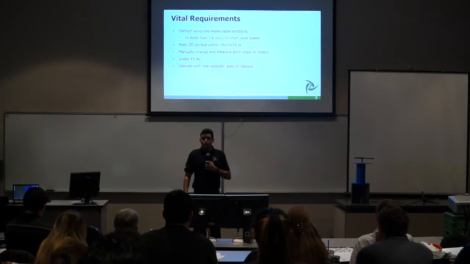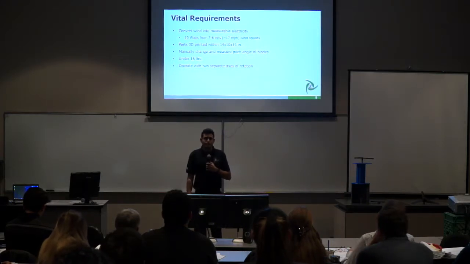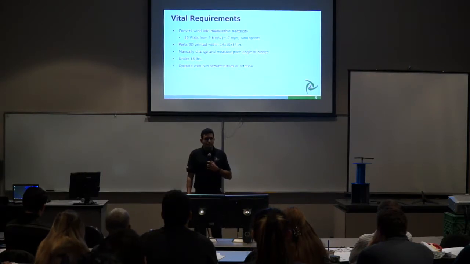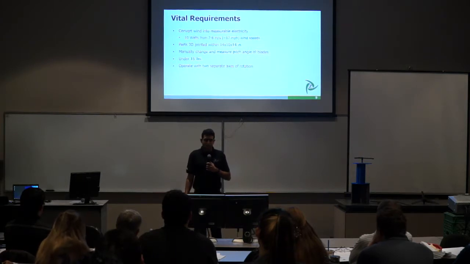There are 5 vital requirements that Project Zephyr must meet to complete this project. The first is to convert wind into measurable electricity. This includes generating 10 watts of power at 7 to 8 meters per second wind speed, or around 17 miles per hour, as I said before. This 7 to 8 meters per second wind speed was the average wind speed recorded in the Pacific Southwest region of the United States from the months of April to June in 2018.